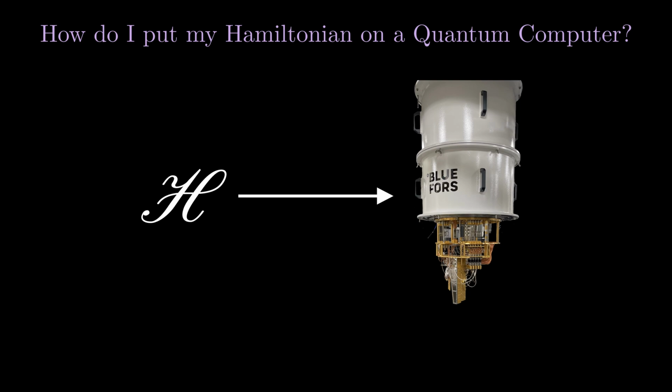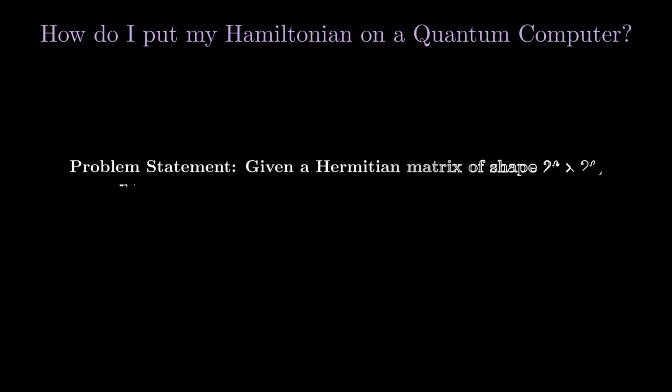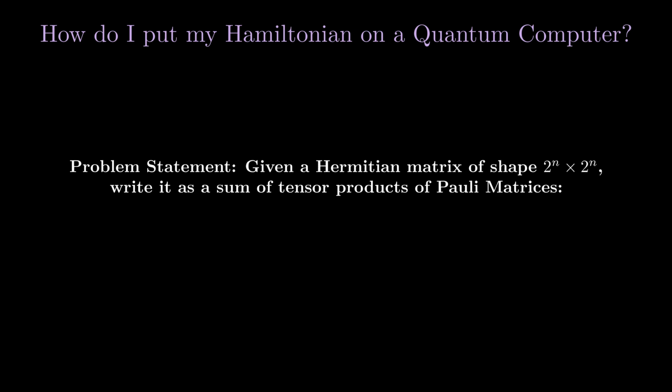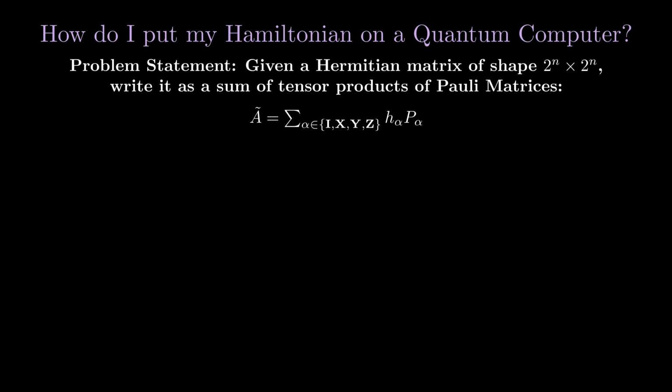The problem that we are interested in is the following. Given a 2^n by 2^n Hamiltonian matrix as input, write it as a weighted sum of tensor products of Pauli matrices. From this problem statement, I hope that it's clear that our objective is therefore to solve for the coefficients of each term in that weighted sum.